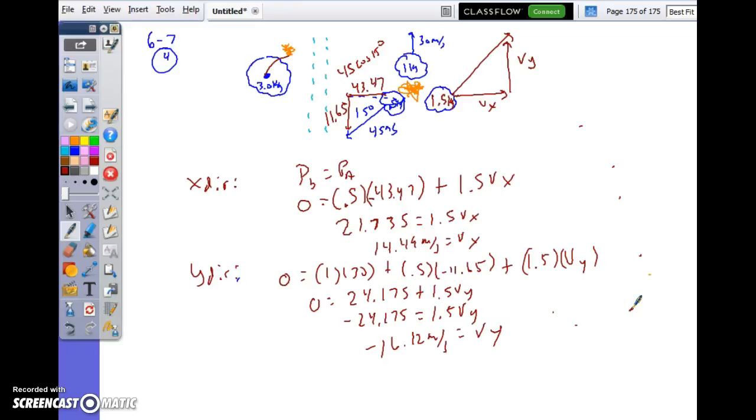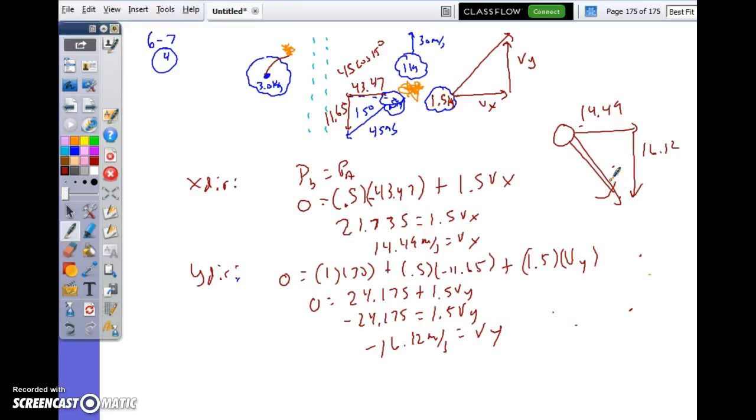Negative? Oh no, we drew it the wrong way. What shall we ever do? Redraw it. Just draw it the right way, right? So now I'm going to draw it this way and down. This is going to be 14.49. This is going to be 16.12. And I'm on my merry way.